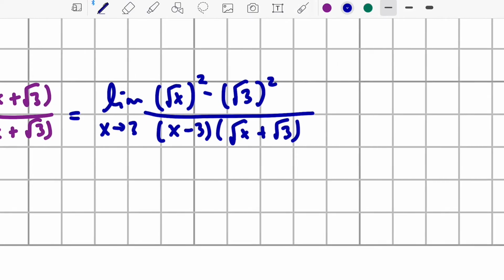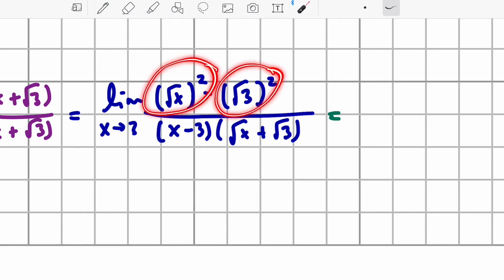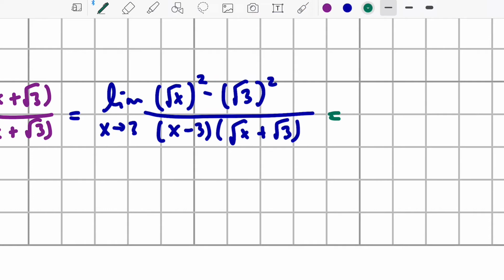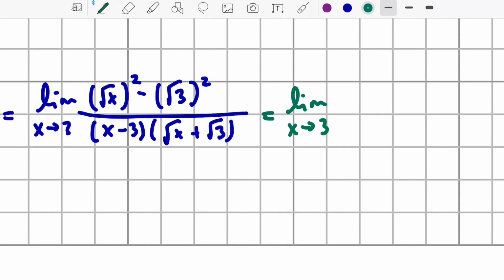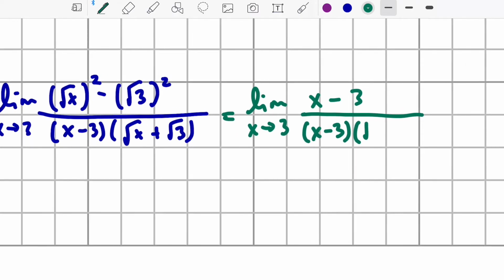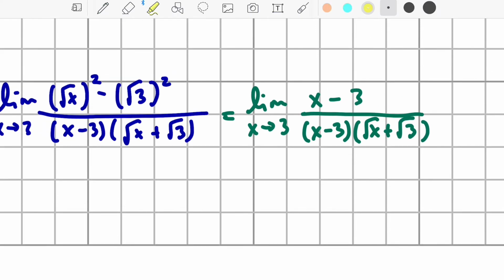Now let's simplify. When I square a square root, they cancel out. So now I have limit as x approaches 3. Square root of x squared is just x minus square root of 3 squared is just 3. Now notice why I didn't distribute the denominator, because now I'm able to cancel something just like we did in the previous problem. So I noticed that the x minus 3's cancel out. So let's rewrite it.